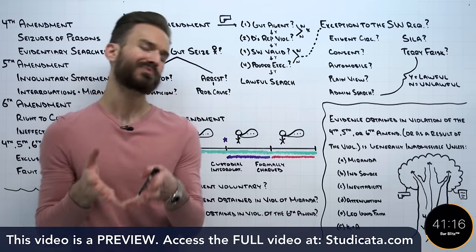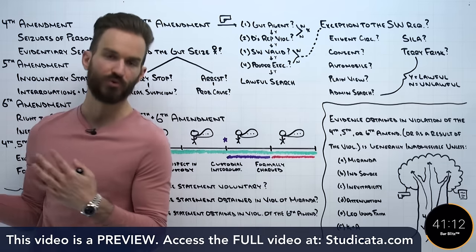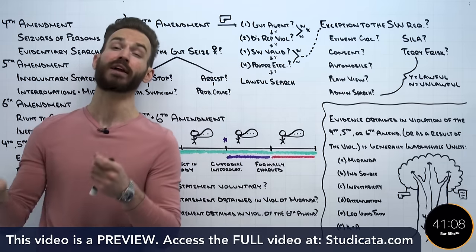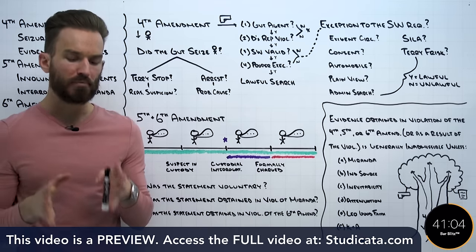So number one, it has to be issued by a neutral magistrate, right? So if you see the attorney general trying to issue a search warrant, that's not valid, right? It has to be issued by a neutral magistrate. Number two, it has to be based on probable cause, right?